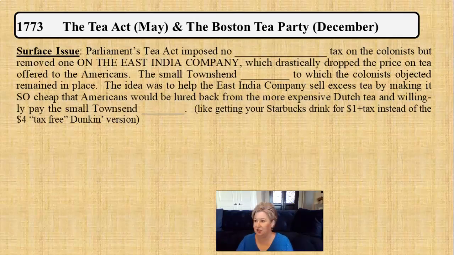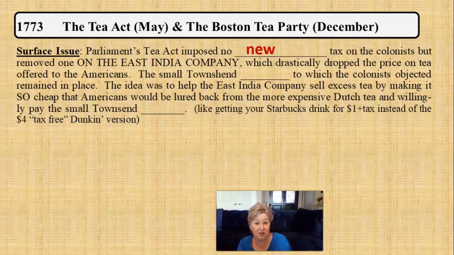So Parliament's Tea Act does not impose a new tax. And a lot of people think that that's what it was. It wasn't. It actually removed a tax. So there was no new tax on the colonists. It actually removed a tax that was on the East India Company. So it used to be when they would import their tea from India, they paid an import tax. And of course, they had to pass that cost on to you. So now, whatever, tea costs $1 a pound. You pay 50 cents a pound in your tax. So now it's $1.50 coming into the colonies.